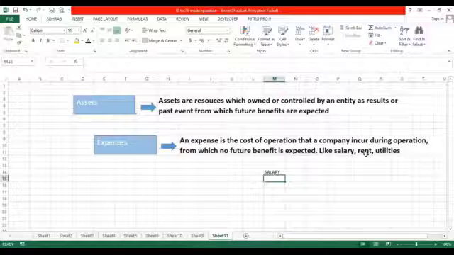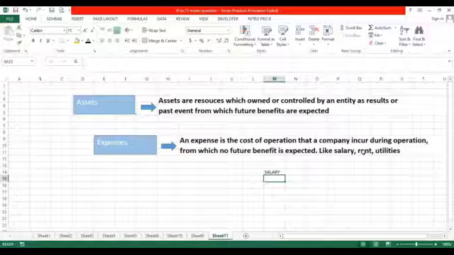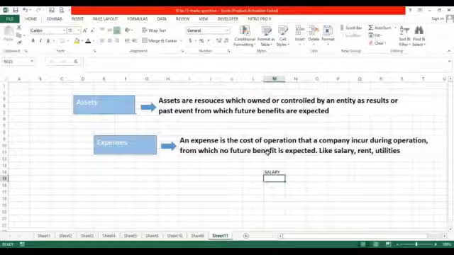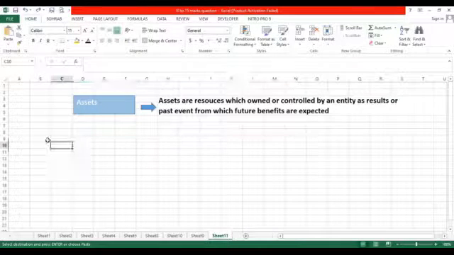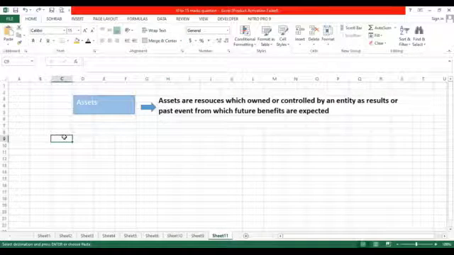Assets give future benefit, and there is no future benefit expected from the expenses. Like if I paid salary to an employee for the previous month, that salary will be called an expense. Why? Because I have taken services from that employee before, so the employee will not render more services against that paid amount. In the same way, if I paid rent for the previous month, that paid amount will also be called an expense. Why? Because I have already taken the benefit against that paid amount of rent.